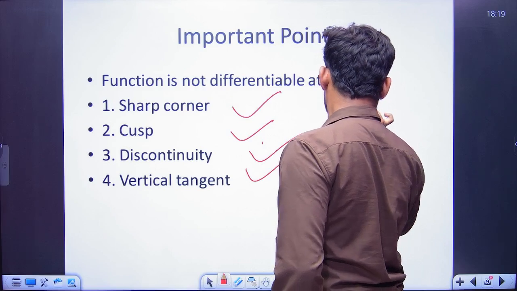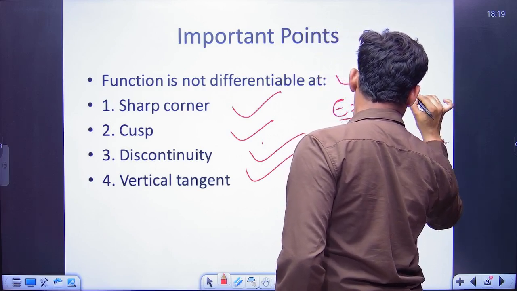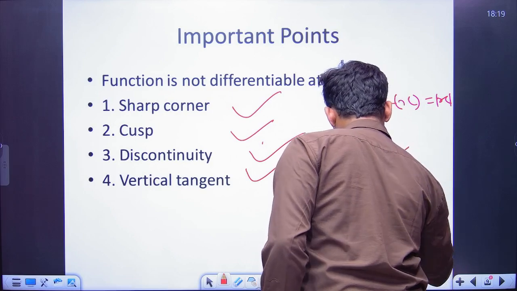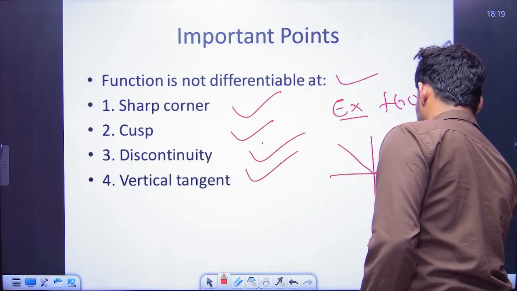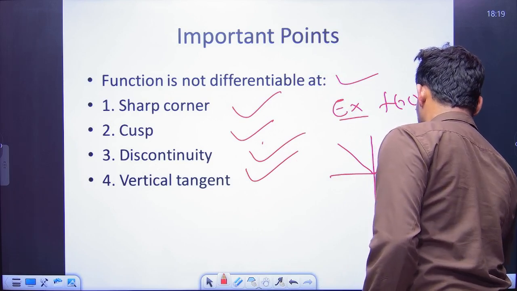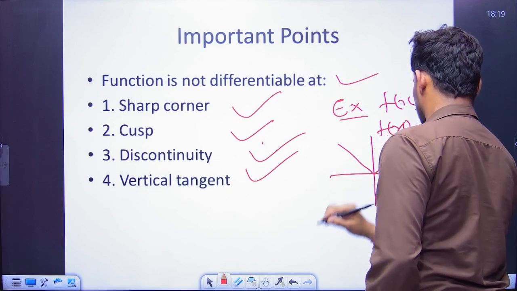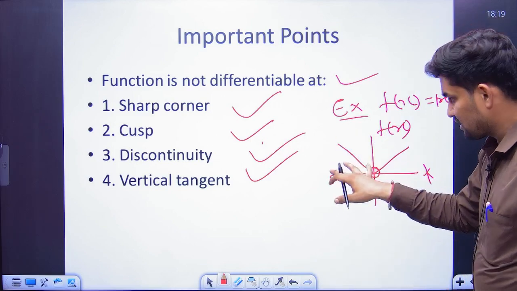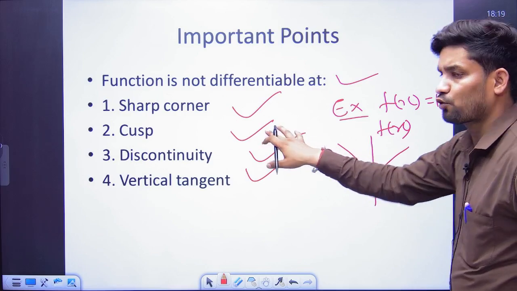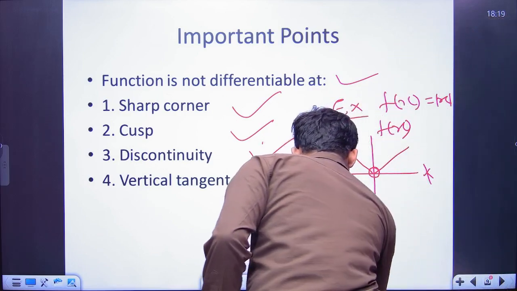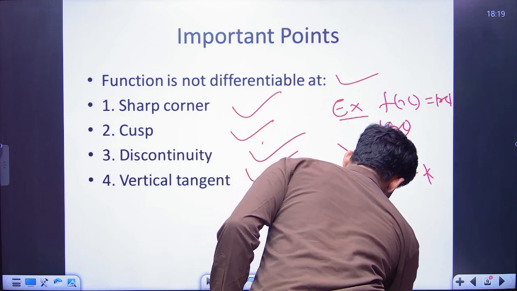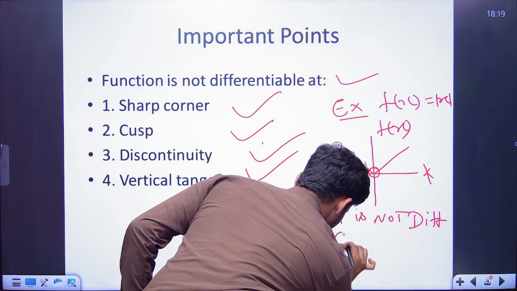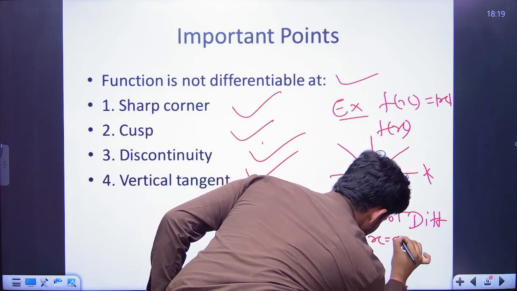Example is f(x) equal to mod x. This is the graph of mod x. At 0, in the graph of mod x, we see a sharp corner. So mod x is not differentiable at x equal to 0.